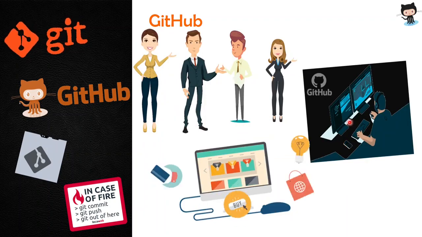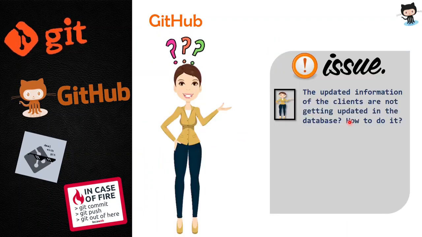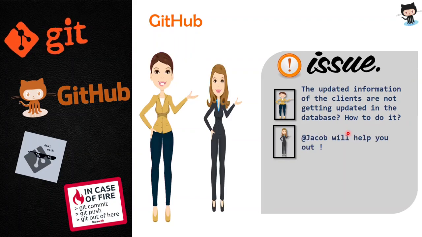While working on this e-commerce website, Bella got an issue. She raised an issue on GitHub. Now you must be thinking, what is an issue? Issues are discussion threads where people can report bugs, request a feature, or also ask a question. So here Bella asked a question and she raised an issue on GitHub. She said that the updated information of the clients is not getting updated in the database. How to do it? Now here Alice sees it first. So she says that Jacob will help you out.